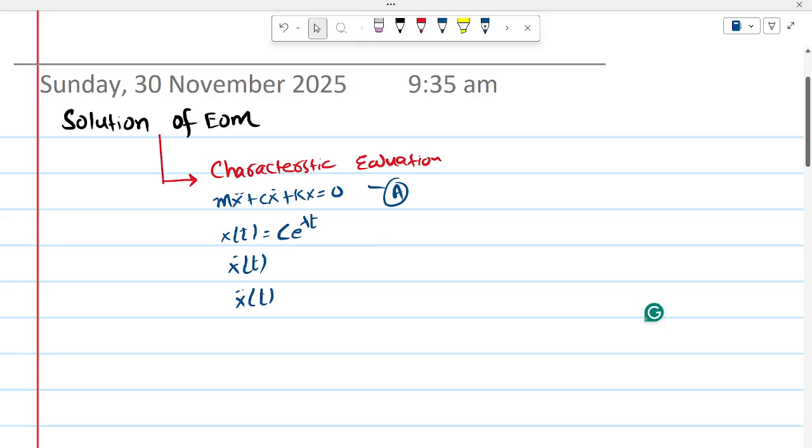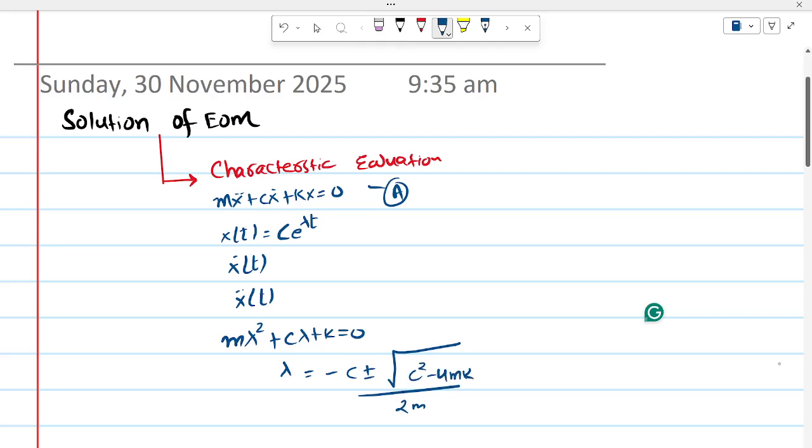We did all of those steps in the last lecture, and we find m lambda square plus c lambda plus k equals 0. Once we have this quadratic equation, we try to find the roots using minus c plus minus under root c square minus 4mk divided by 2m. Or the next thing we did was we linearized this equation and we found the natural frequency and the damping coefficient. So there are both ways.